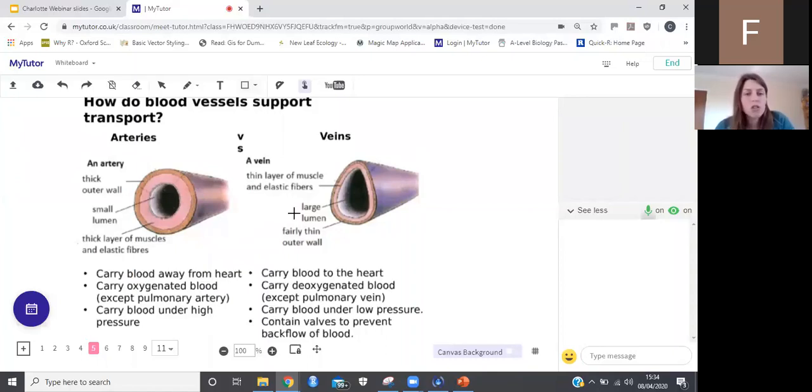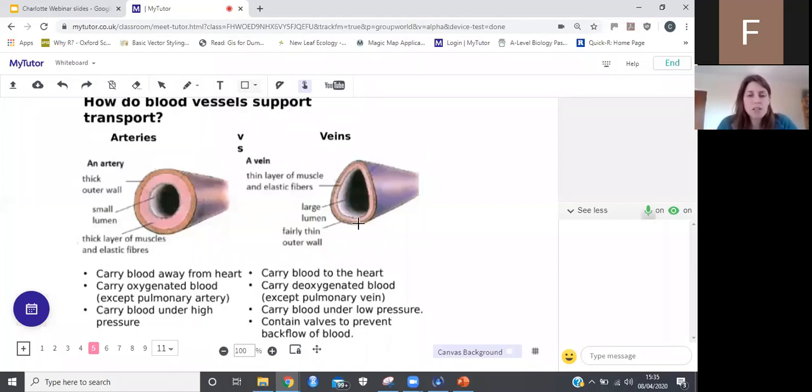And then in contrast to that, we have veins. So veins are kind of the opposite. Veins are carrying blood back to the heart. So the blood has gone to the cell, it's dropped off, say, the glucose and the oxygen for respiration, it's picked up the carbon dioxide and it's heading back to the heart.